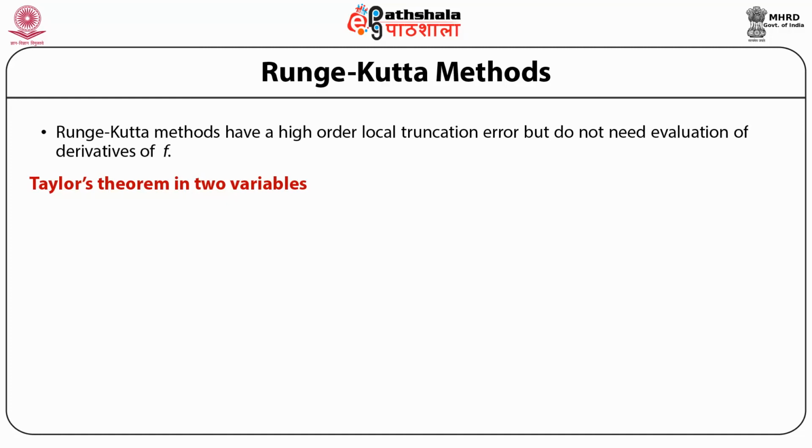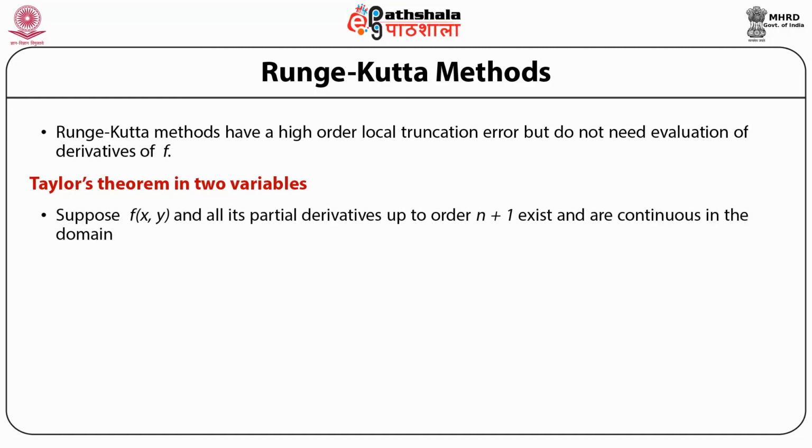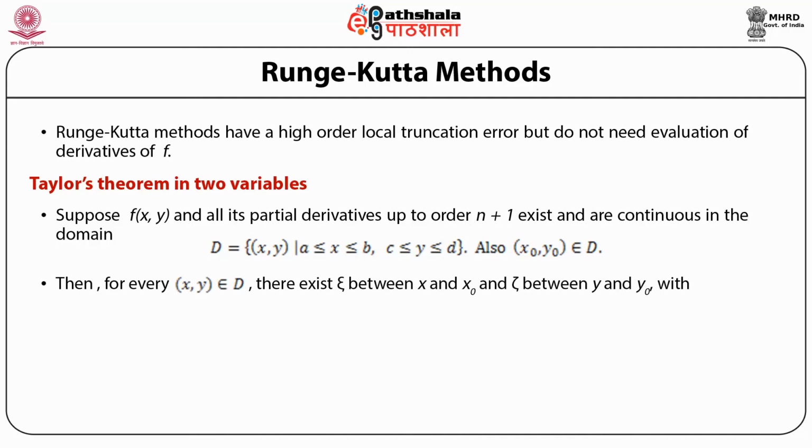Let's discuss Taylor's theorem in two variables. Suppose f(x, y) and all its partial derivatives up to order n plus 1 exist and are continuous in the domain D equals {(x, y) : a ≤ x ≤ b, c ≤ y ≤ d}. Also, (x_0, y_0) belongs to D. Then for every (x, y) belonging to D, there exists ξ between x and x_0 and τ between y and y_0, with f(x, y) equals P_n(x, y) plus Q_n(x, y).